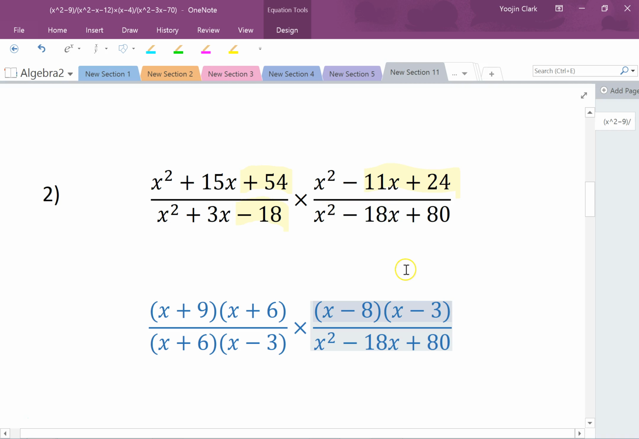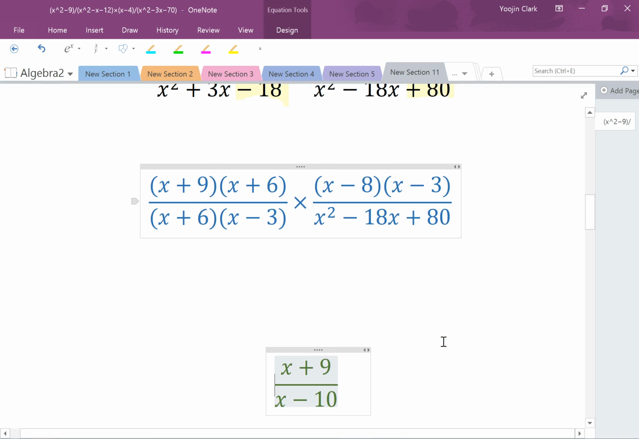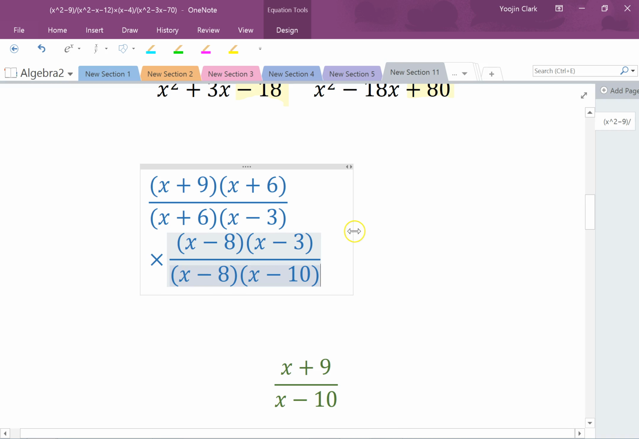And finally, 2 factors of 80 that add up to 18, so that's 8 times 10. And that gives away the answer here. So there's going to be x minus 8 and x minus 10. Alright.